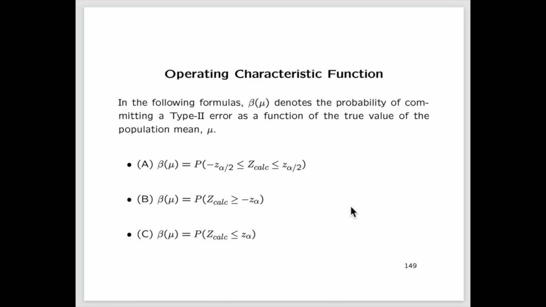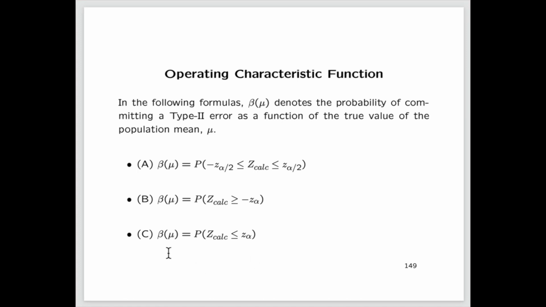So these are the expressions, stated in probabilistic notation, for the operating characteristic function, which again depends on the form of the test, whether it's a two-tailed test, a left-tailed test, or a right-tailed test. And these expressions are stated in terms of the test statistic z-calc.